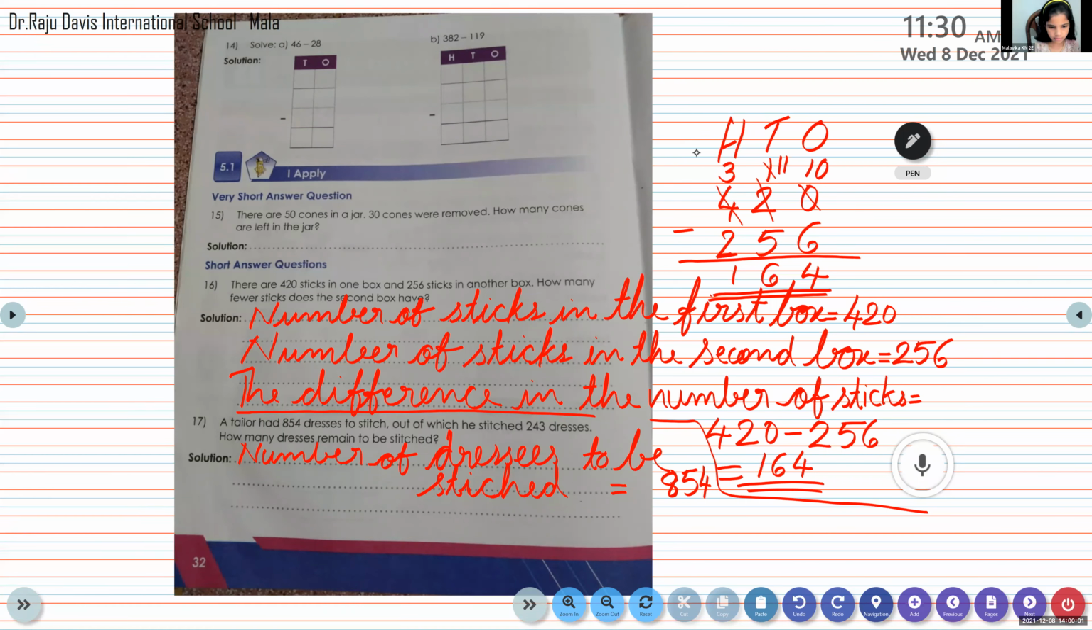Then the next step. How to write the next step? How many dresses he already stitched? 243. So the second step is number of dresses stitched, equal to 243.